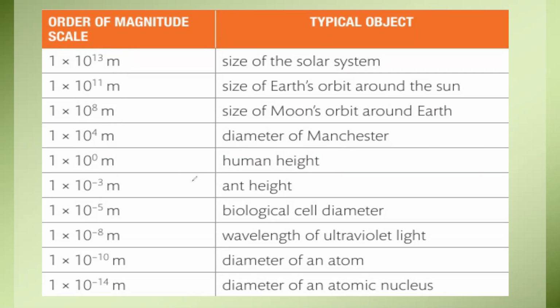So the height of an ant is 10 power minus 3 meters, which is a millimeter. A biological cell diameter is 10 power minus 5. The wavelength of UV light, the ultraviolet light, is 10 power minus 8. The diameter of an atom is 10 power minus 10. And the diameter of the nucleus is 10 power minus 14 meter. So these things you have to learn, and then in MCQs, there will be a comparison and you will predict the thing related to these estimations.